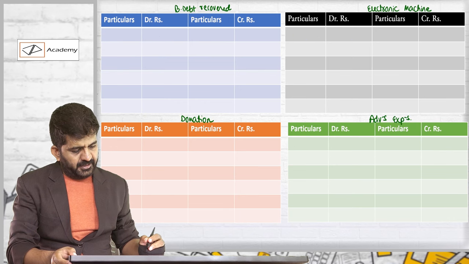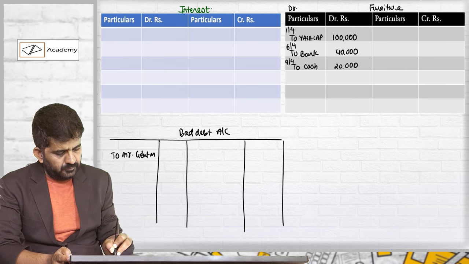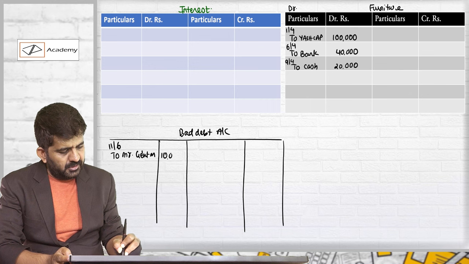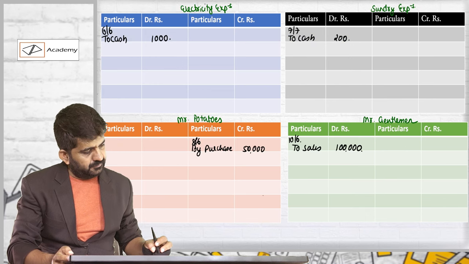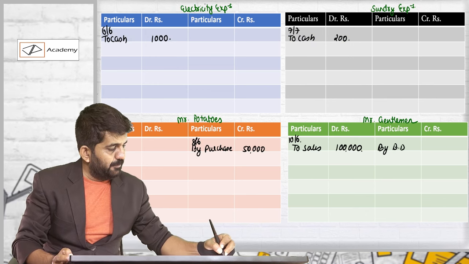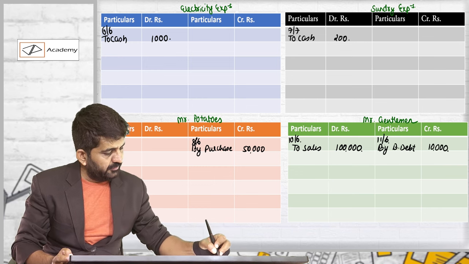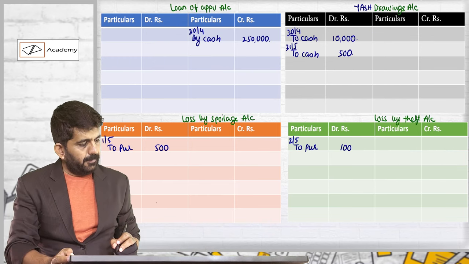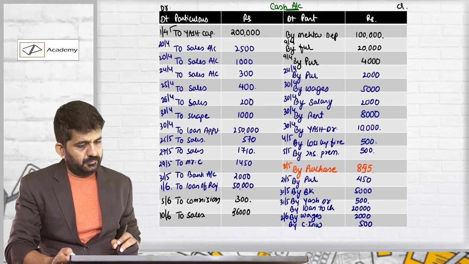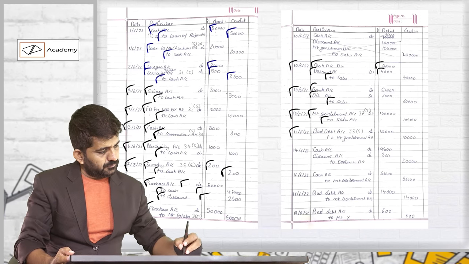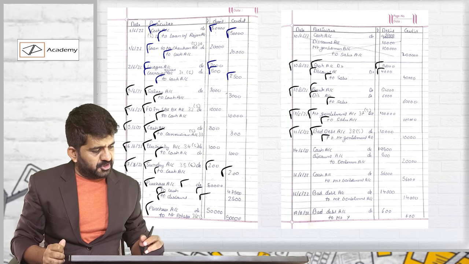Bad debt account debit to Mr. Gentleman, 11th June, 10,000. Mr. Gentleman account credit by bad debt 10,000 rupees, 11th June. So bad debt account debit to Mr. Gentleman. I have passed the journal entry. I have posted the journal entry.